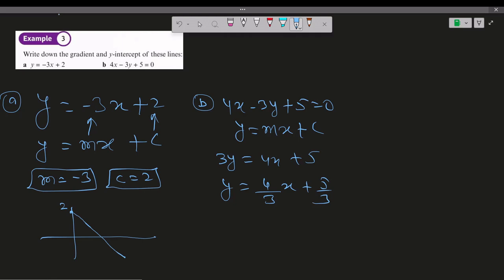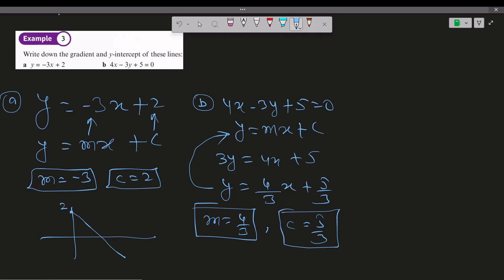And if you compare this with the y equals mx plus c form, we will get what? m equals 4 by 3 and c equals 5 by 3. Definitely, this time also you can draw it. You can roughly draw it. c is 5 by 3. The value of 5 by 3 is how much? 1.66. Yes. So this is 1.66 somewhere. Your y-intercept is 1.66, 5 by 3. Let me write this. And my gradient is 4 by 3.